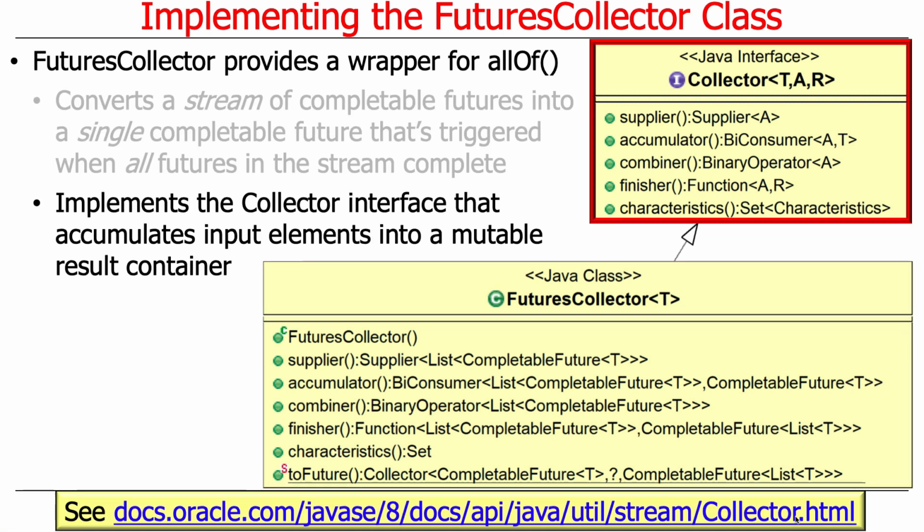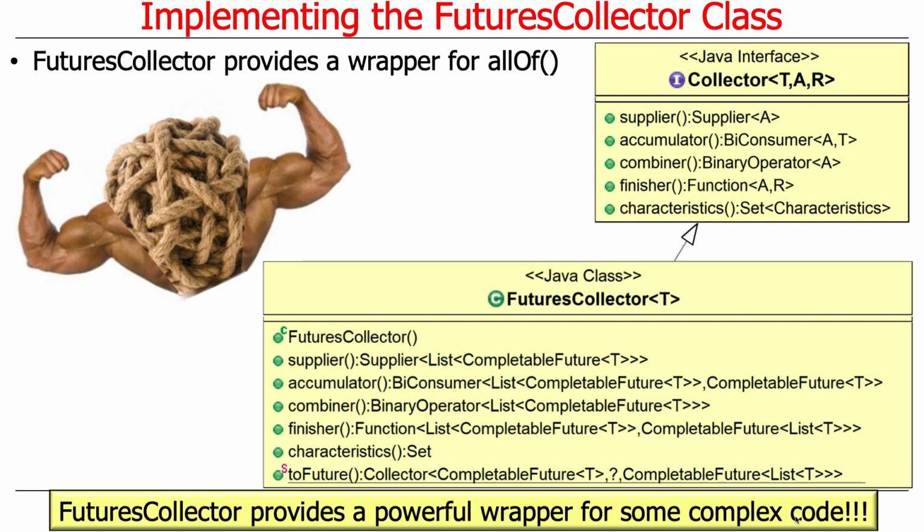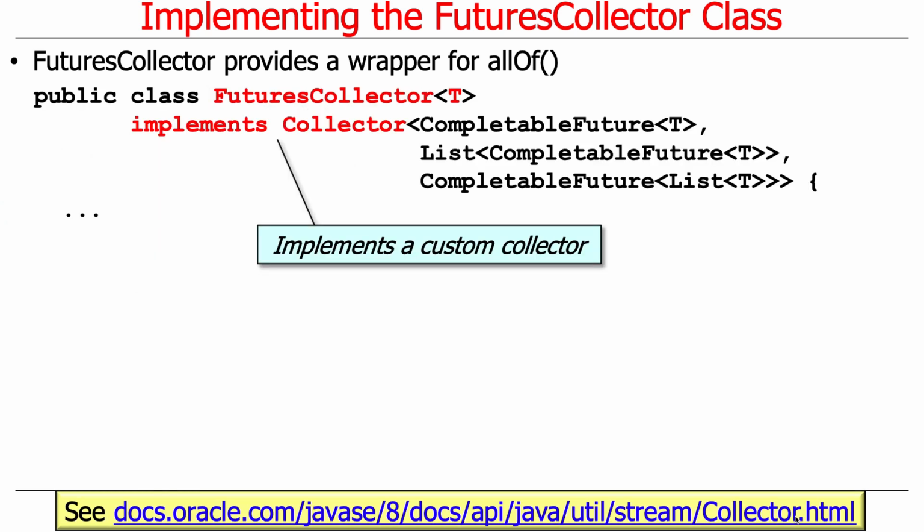That's overkill. FuturesCollector is simply a collector, and a collector, as you recall, is an interface that accumulates input elements into a so-called mutable results container. OK, so let's take a look at this. FuturesCollector provides a very powerful wrapper for some very complex code. So this is supposed to be the Gordian knot of complexity, and FuturesCollector is going to wrap this up so it gets much easier to use. So let's take a look and see how this works.